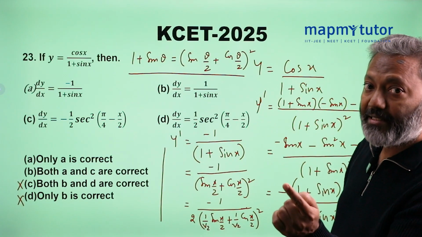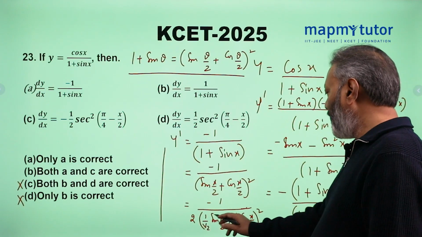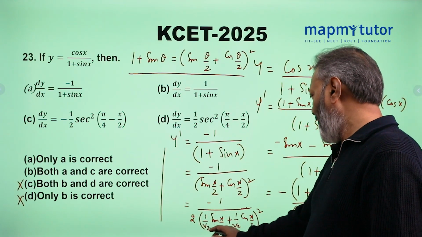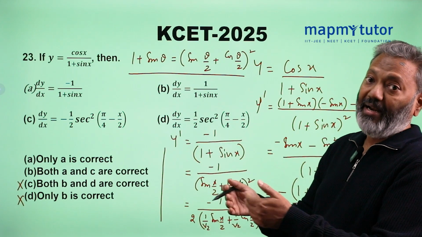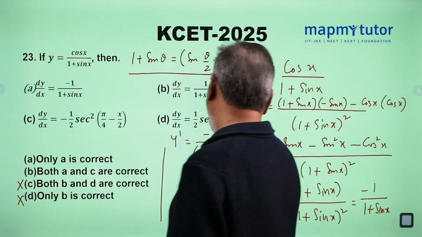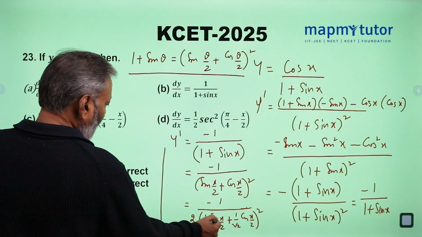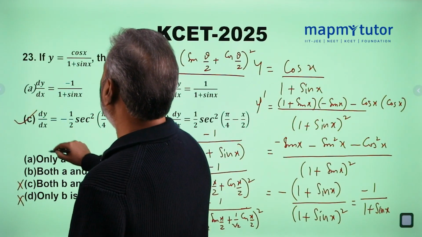Why is 1 by root 2 involved? Because 1 by root 2 is both sin pi by 4 and cos pi by 4. Therefore, if I write it as sin pi by 4 and cos pi by 4, I'll get the cos of a minus b form. That's my idea. Therefore, this will be equal to what? Cos (pi by 4 minus x by 2) whole square, which is secant square. So, option C is also correct.